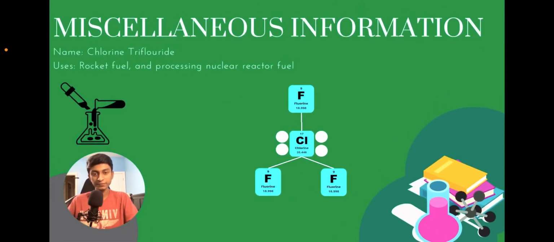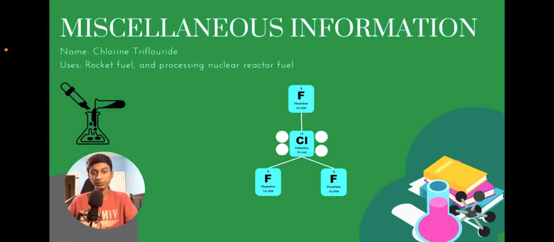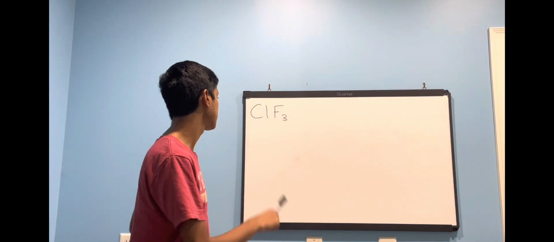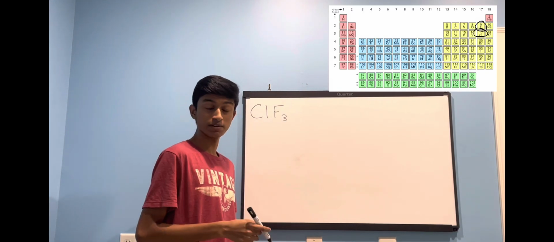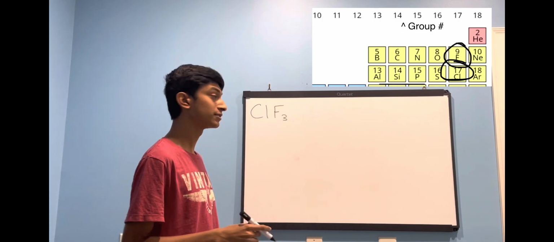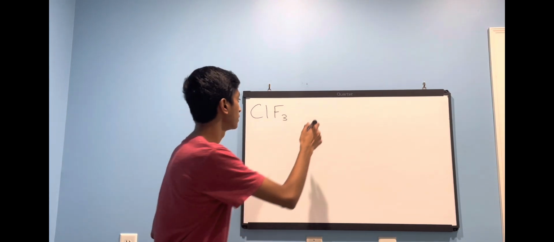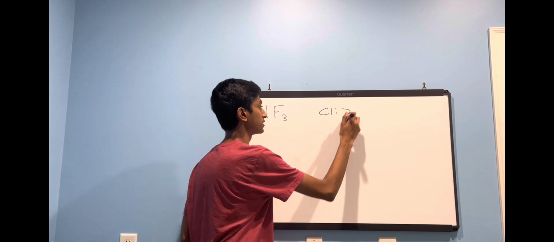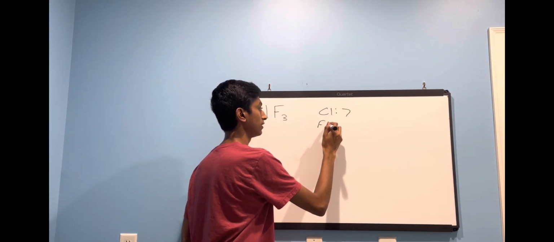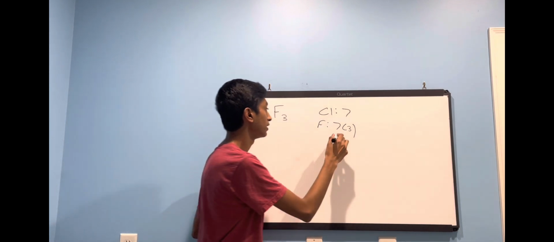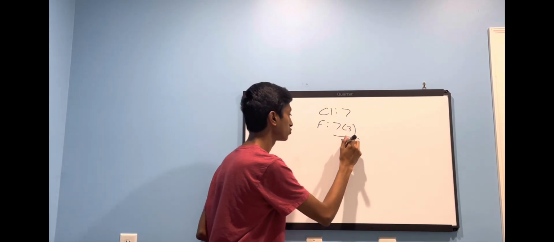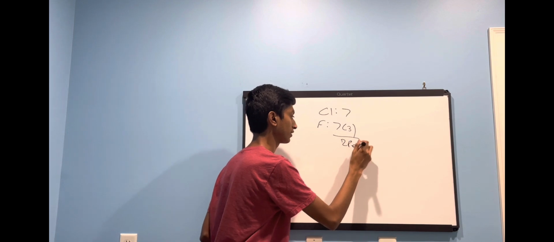Some miscellaneous information: the name is chlorine trifluoride, ClF3, and its uses are in rocket fuel and processing nuclear reactor fuel. We're going to calculate the number of electrons in ClF3. Chlorine and fluorine are both in group 17, meaning they have 7 valence electrons. So for chlorine, that'll be 7. For fluorine, that will be 7 times 3, because we have a subscript of 3. And 21 plus 7 is 28 total electrons.